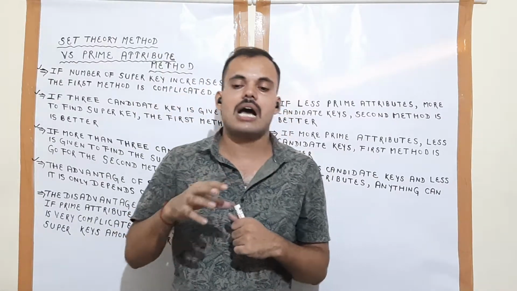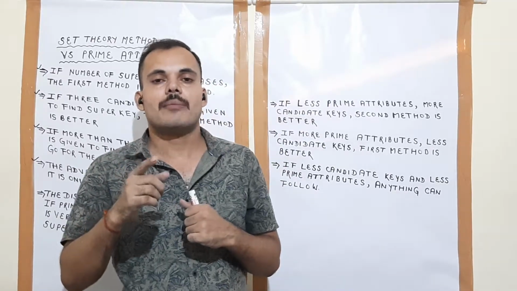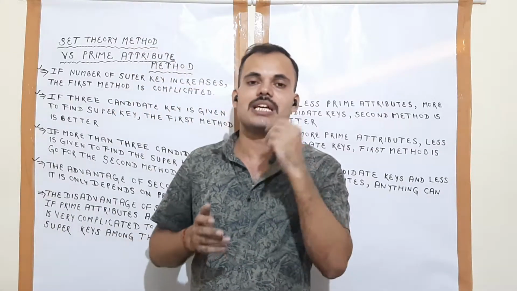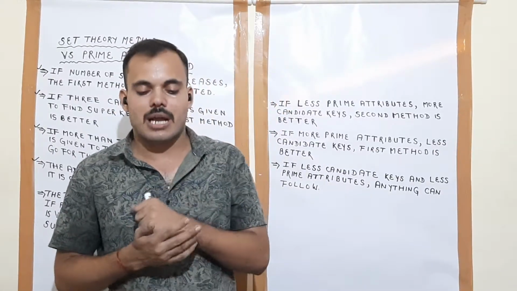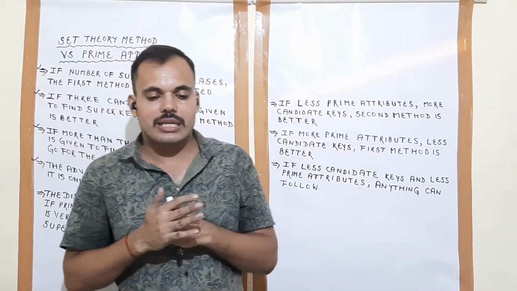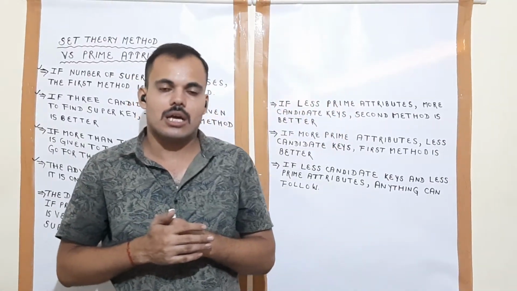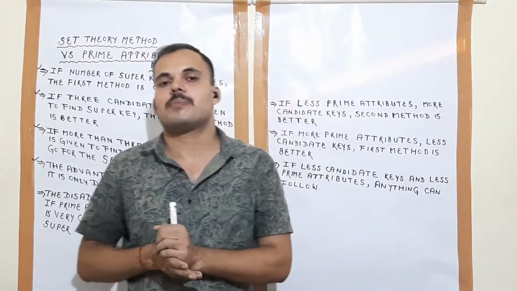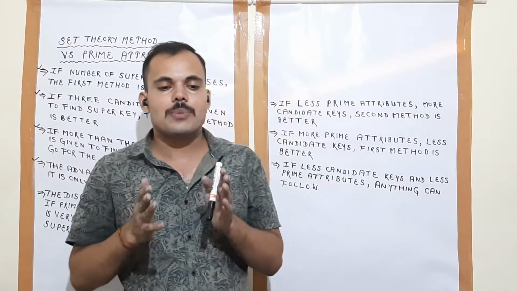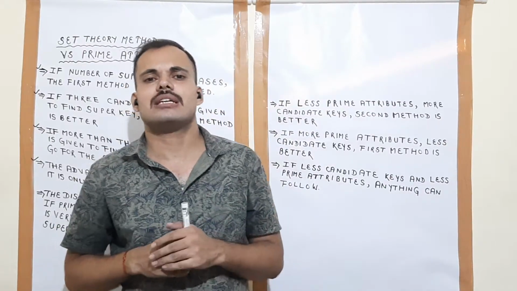In this formula, the main portion is to find the number of super keys among the prime attributes of the relation R. It is the time-taking part of the formula. So the advantage of the prime attribute method is that it depends only on the prime attributes of the relation. It means in this method we have to find the number of super keys only among the prime attributes of the relation.